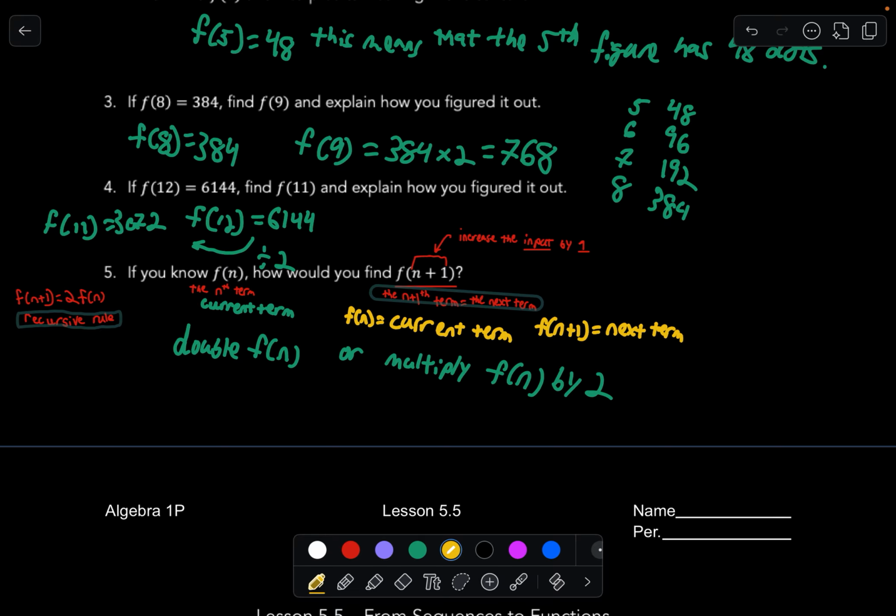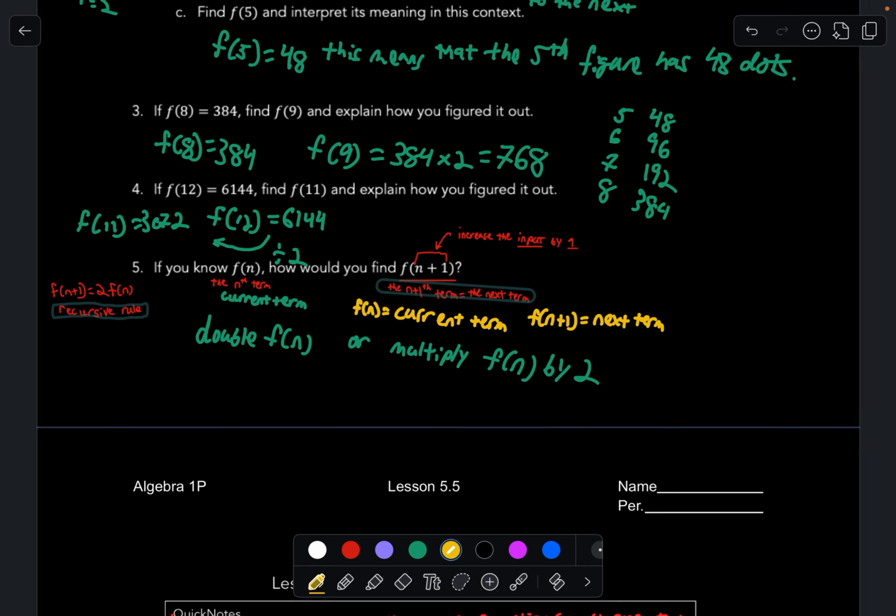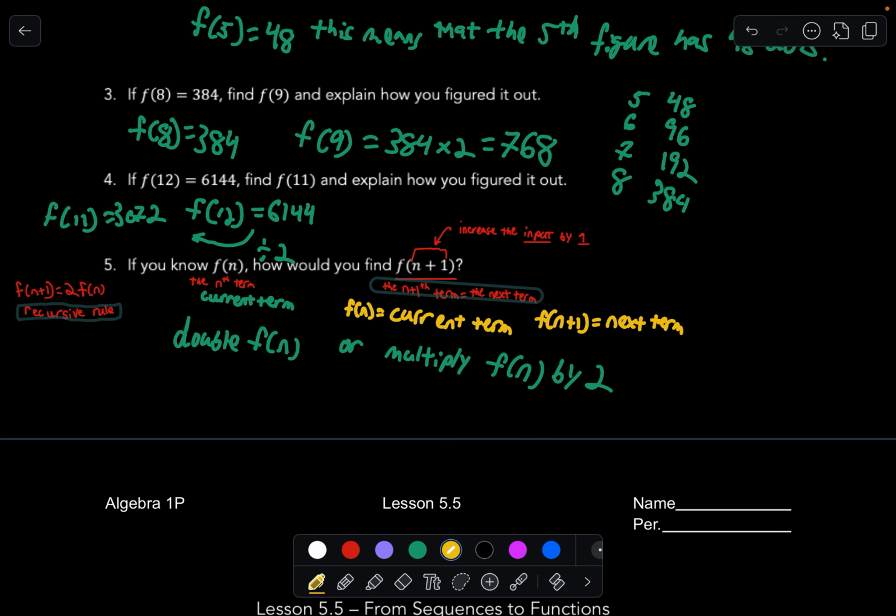And for this very specific expression, equation, or sequence, we can write f of n plus 1 equals 2 times f of n. And this is called the recursive rule. What that means is the f of n plus 1 equals 2 times f of n. This is the next term, next, equals 2 times current.